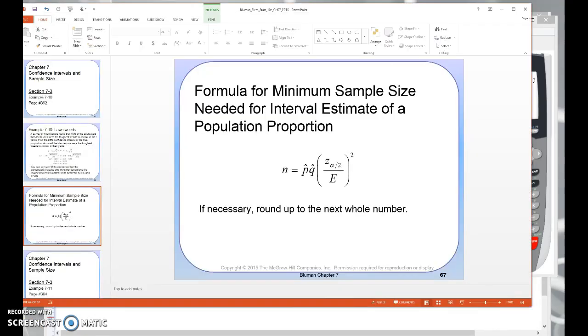This is the formula for finding the minimum sample size to estimate a population proportion. If your p hat is given, use that value in the formula. But if p hat is not given, then use 0.5. Since this is the highest value, we can go, and it's equal in p hat and q hat.